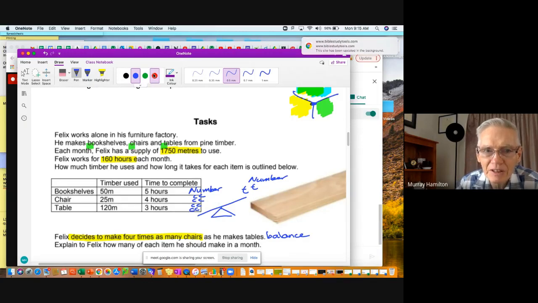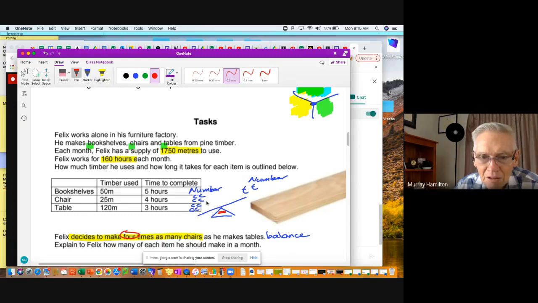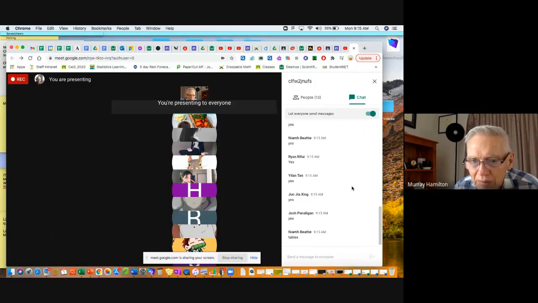Now, if I want this now to be equal, which one do I have to multiply by 4? Do I have to multiply the chairs by 4 to make it equal, or do I have to multiply the tables by 4 to make it equal? Put it in the chat, please. Which one do I multiply by 4? Chairs or tables to make it equal? I want to see in the chat there.